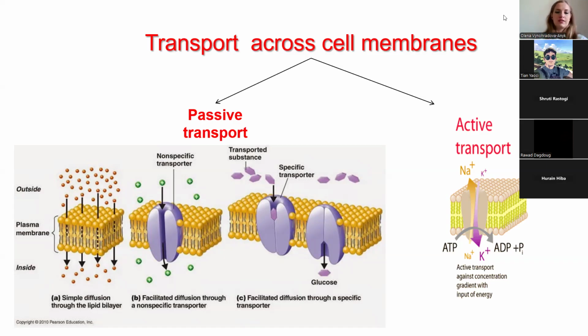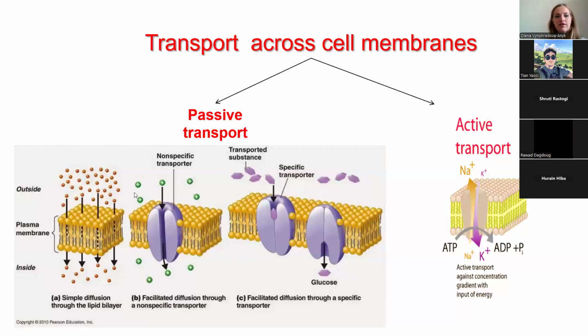What is the difference between them? When we are talking about passive transport, we are talking about the movement of substances according to the concentration gradient. If we are talking about active transport, we are talking about movement against the concentration gradient with the use of energy. So our main idea: passive transport is without the use of energy, along the concentration gradient; active transport is the opposite.